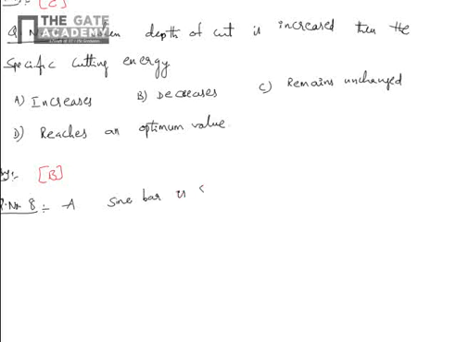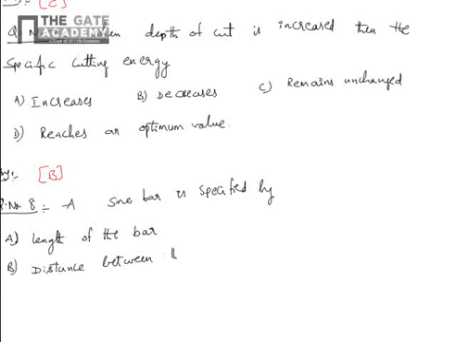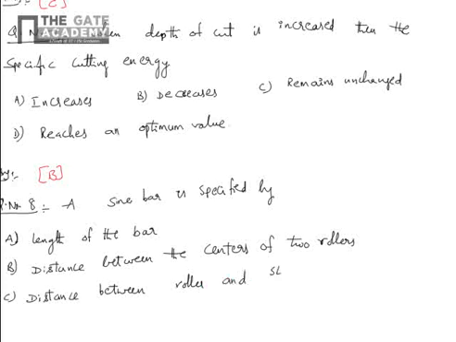A sine bar is specified by option A, length of the bar, option B, distance between the centers of the two rollers, option C, distance between the roller and slip gauge, option D, size of the rollers.